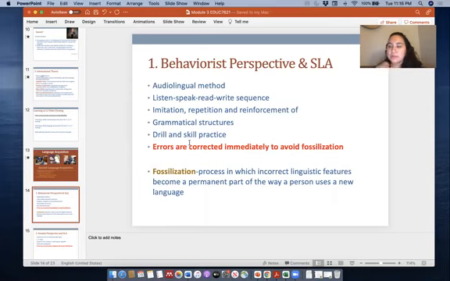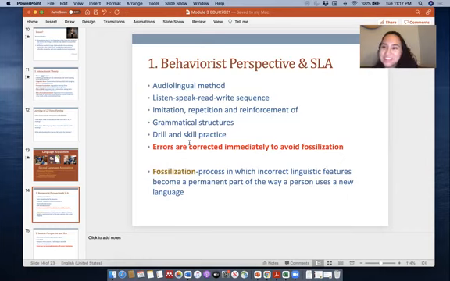by someone learning a language through audio cassettes, or sometimes Rosetta Stone or those types of programs where they have you repeat something and keep repeating certain grammatical structures, with drill and practice embedded in these opportunities. Here, language errors are expected to be corrected immediately to avoid what is called fossilization. Fossilization under this perspective is the process in which incorrect linguistic features become a permanent part of the way a person uses a new language.